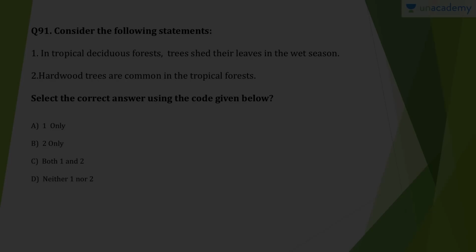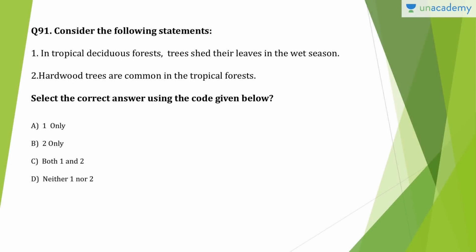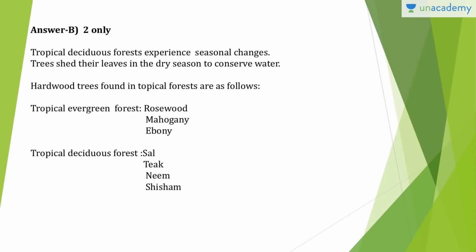So let's get started. Consider the following statements. In tropical deciduous forests, trees will shed their leaves in the wet season. This is wrong. They will shed in the dry season to conserve the water. Hardwood trees are common in the tropical forests. Yes, this is absolutely correct. Hardwood trees are found in the tropical forest. So answer here becomes B, that is 2 only. Tropical deciduous forest experience seasonal changes, and they will shed their leaves in the dry season to conserve the water.